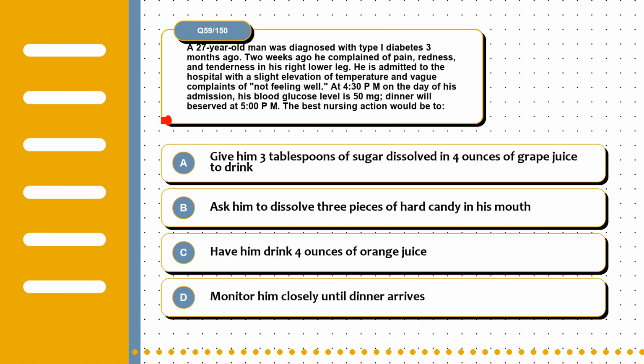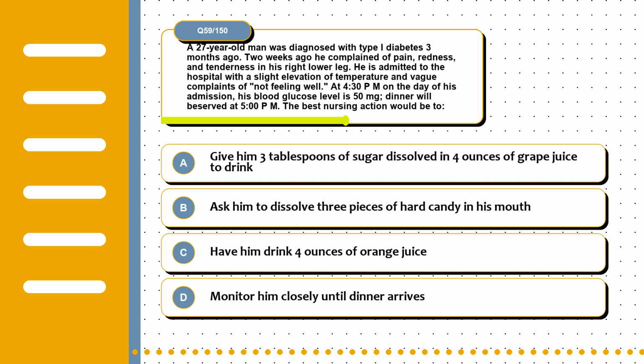Question 59. A 27-year-old man was diagnosed with type 1 diabetes 3 months ago. 2 weeks ago he complained of pain, redness, and tenderness in his right lower leg. He is admitted to the hospital with a slight elevation of temperature and vague complaints of not feeling well. At 4:30 p.m. on the day of his admission, his blood glucose level is 50 mg. Dinner will be served at 5:00 p.m. The best nursing action would be to.